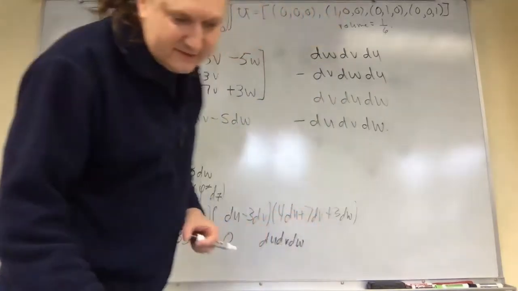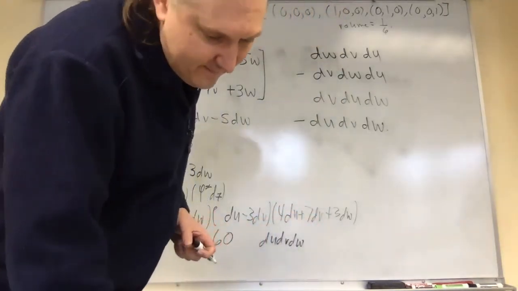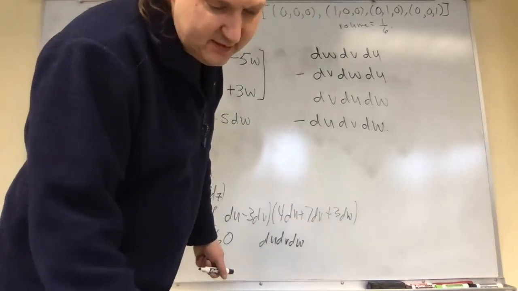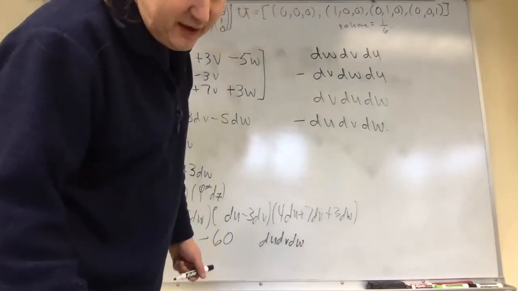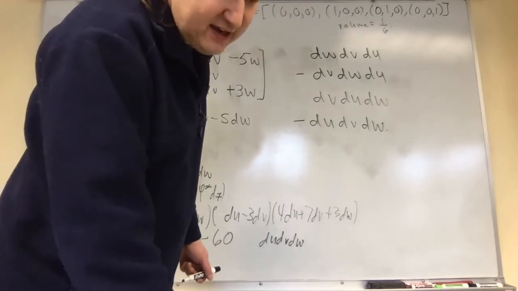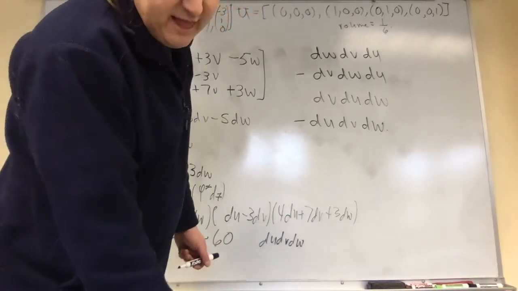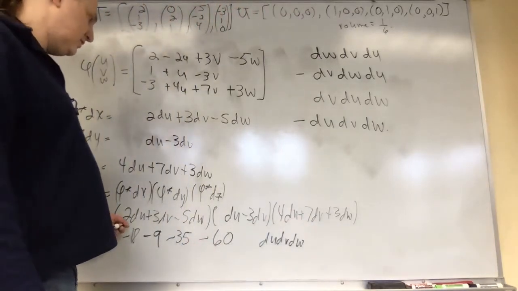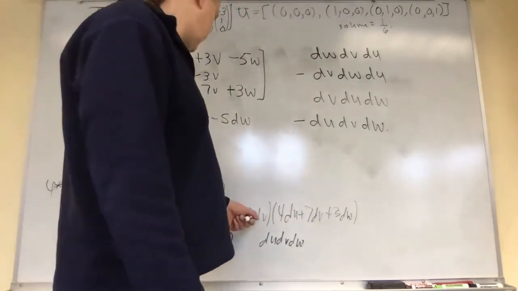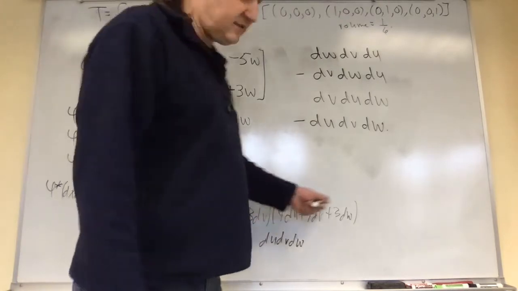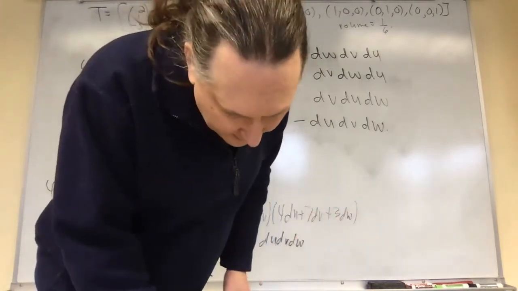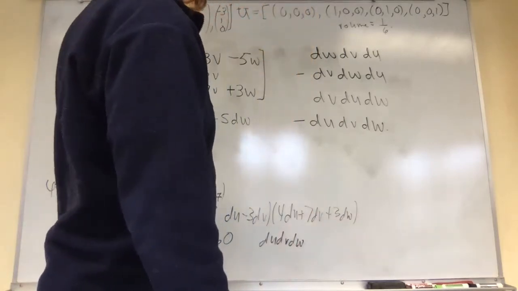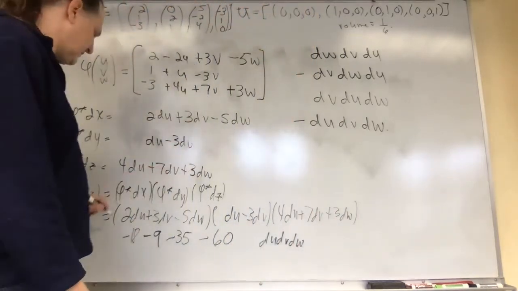What? 9 and 35 and 60 we agree with. The book seems to think it's positive 18. They're not staying negative. What good are they? All right, let's see why it should be positive 18. U, V, W, negative 2U. Oh, negative 2U.